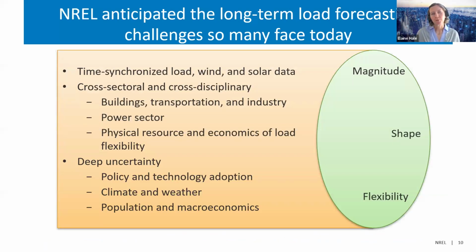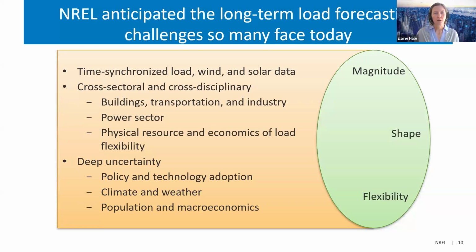So in summary, our work at NREL has really anticipated a lot of the long-term load forecasting challenges that are really being appreciated by a lot of power system planners around the world today. And I just wanted to highlight here that in addition to just the characteristics of load I was talking about, there's some other aspects that are important to understanding future electricity load and how that interacts with our power systems. So first, we want to have time synchronized load, wind, and solar data to make sure that we're capturing the correlations between those different profiles correctly, and therefore planning for future systems in a reliable way.